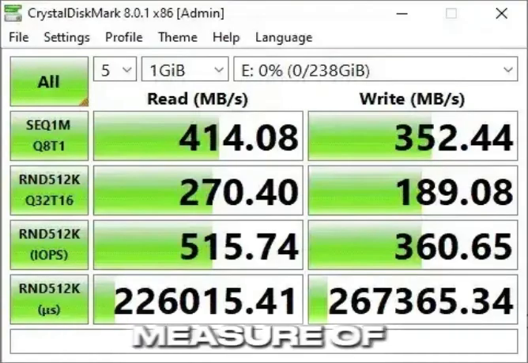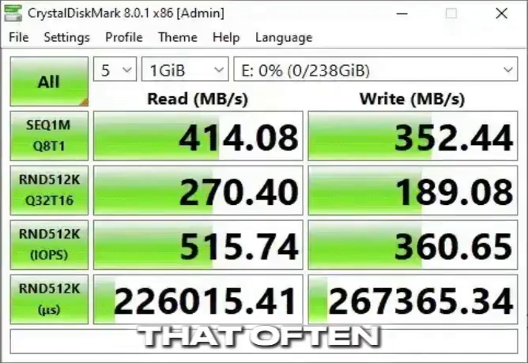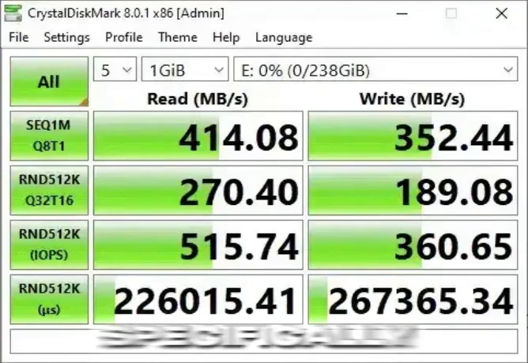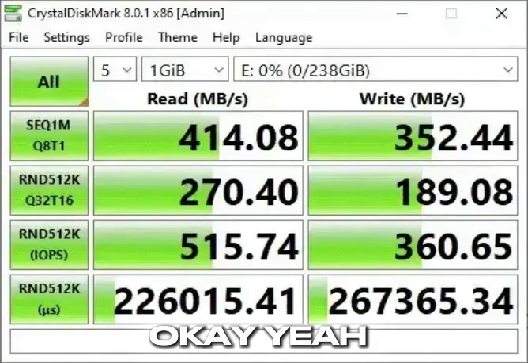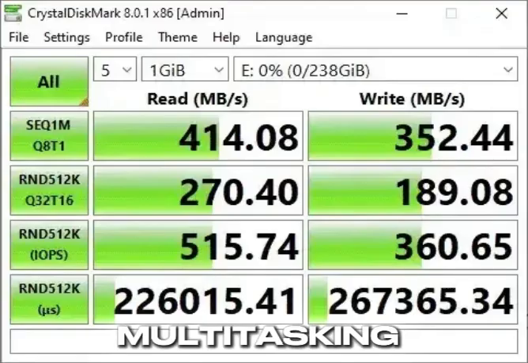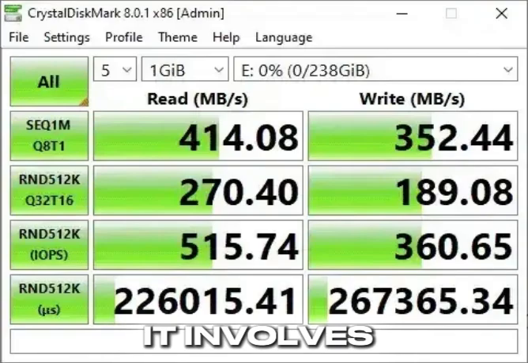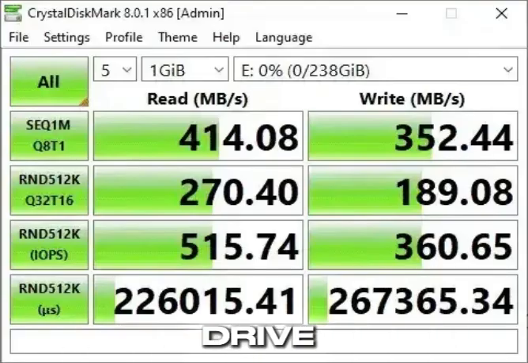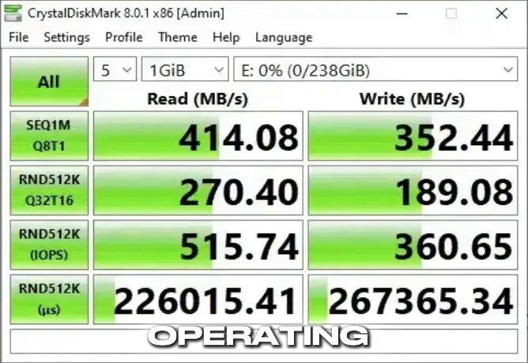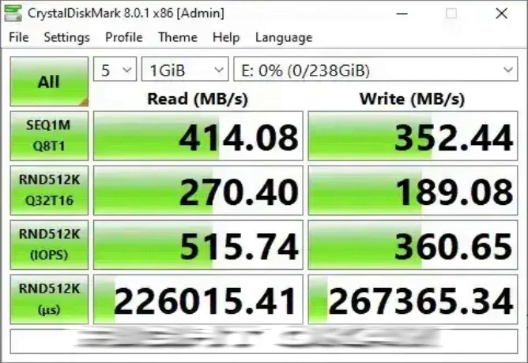Right. But the real measure of how fast your system feels often comes down to the random test, specifically the 4K random test. Because system responsiveness, loading apps, browsing the web, multitasking, that stuff doesn't usually involve moving one giant file. It involves reading and writing thousands of tiny little 4 kilobyte data blocks all over the drive, often at the same time. So if your 4K random score is low, your whole operating system can feel sluggish, even if the sequential speed looks amazing on paper. Right, okay, that makes sense.